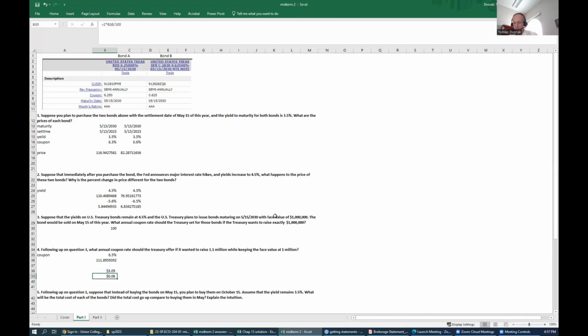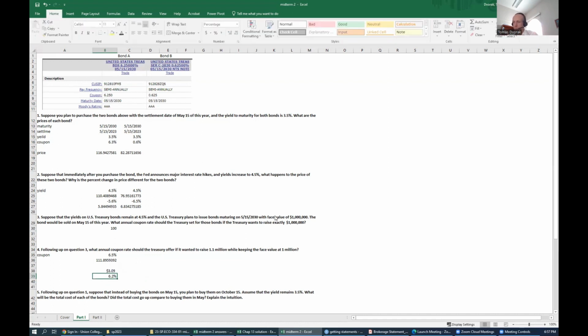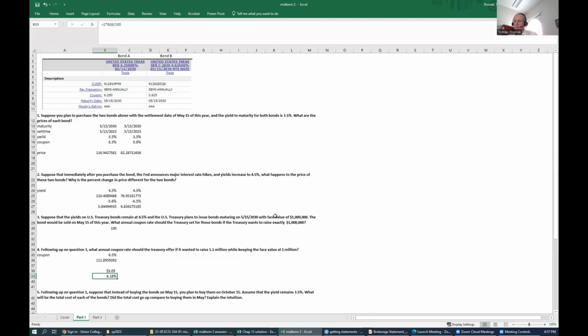I'm going to format it as a percentage. It's 6.18. The annual coupon rate is 6.18, and I can actually try that. 6.18 gets us pretty darn close to 110.